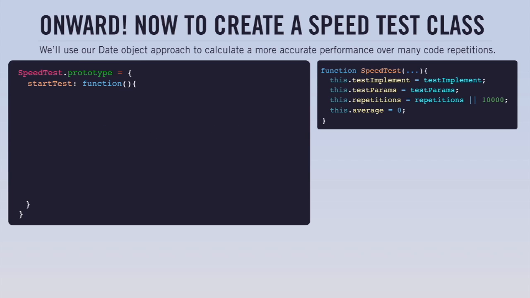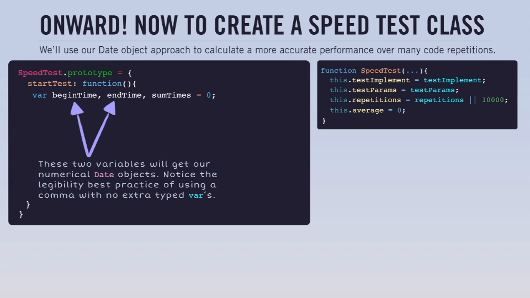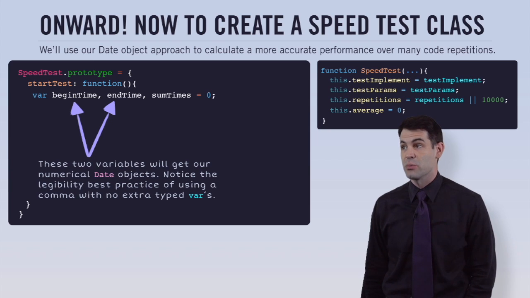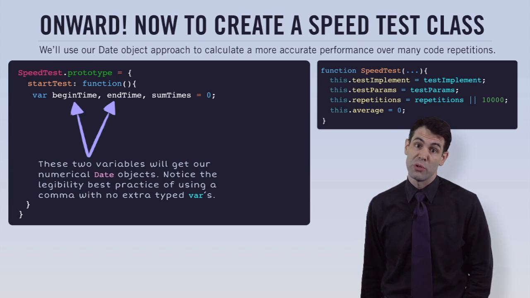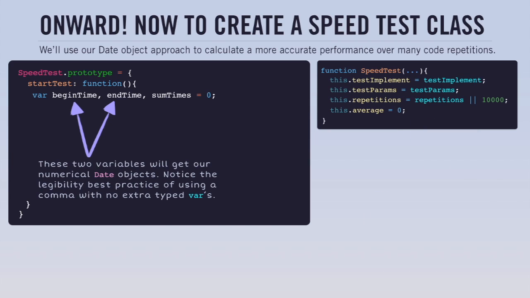First thing we're going to do inside our start test inherited method is establish these variables. The first two will be our actual numerical date objects. They will start our clock and stop our clock. Notice also that we have declared those variables using a comma separation instead of using multiple var keyword lookups. Yeah, that's our best practice. That last variable sometimes is going to be the variable that sums up all of the times for all of the repetitions that we do.